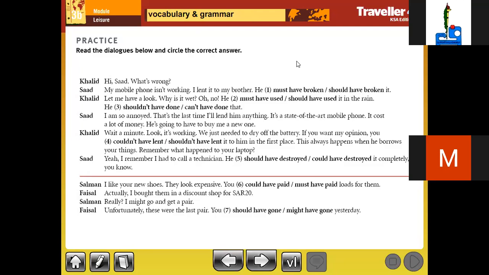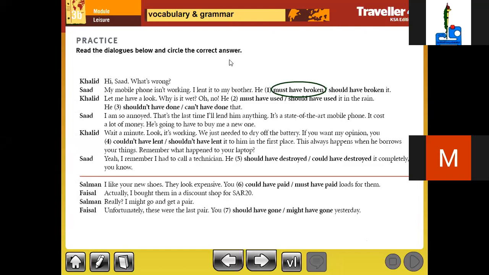Here I am making a deduction. I'm almost sure that something happened. What should I use? Must have broken or should have broken? Who will answer? The answers in the chat room. So it will be must have broken. He must have broken it. Let me have a look.